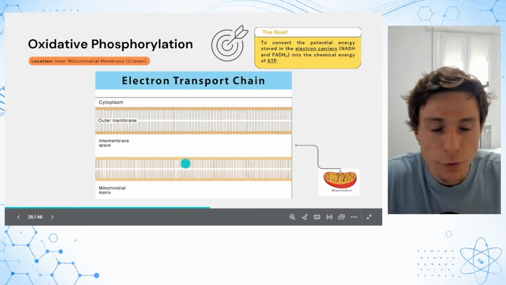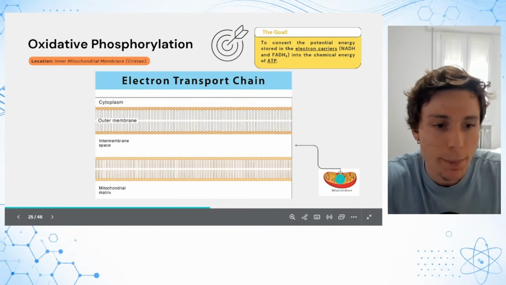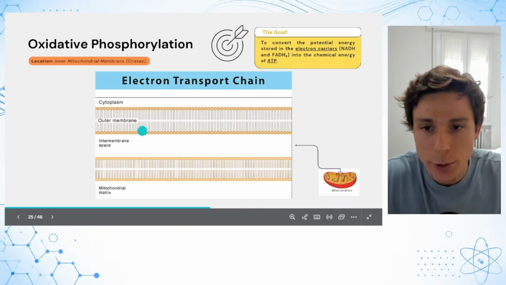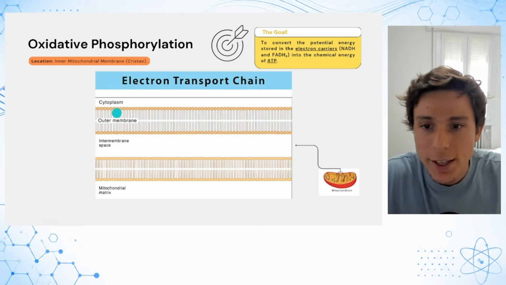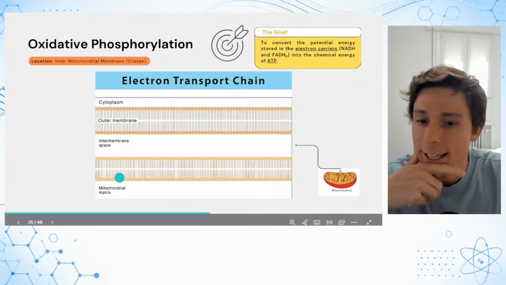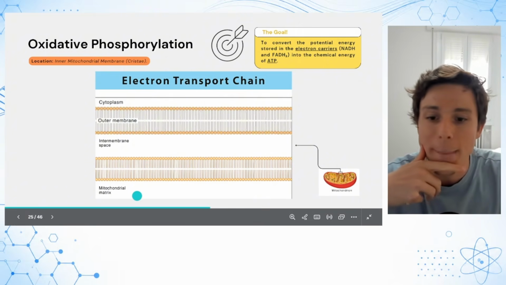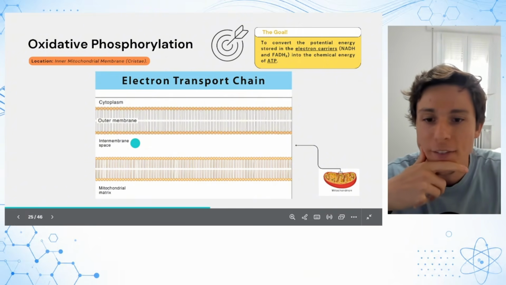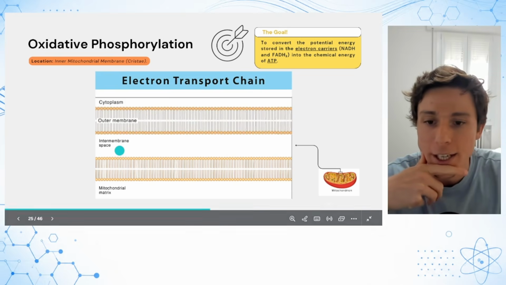Alright, so let's imagine for a second that we extract a small segment of the mitochondrial membranes. Okay, so we're going to have the outer membrane that is in contact with the cytoplasm, and the inner membrane in contact with the matrix of the mitochondria. And in between, you're going to have this very important space that is the intermembrane space.